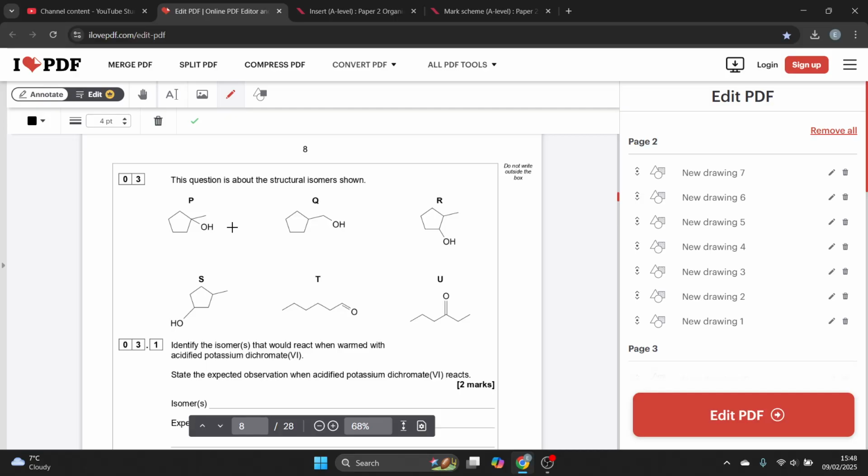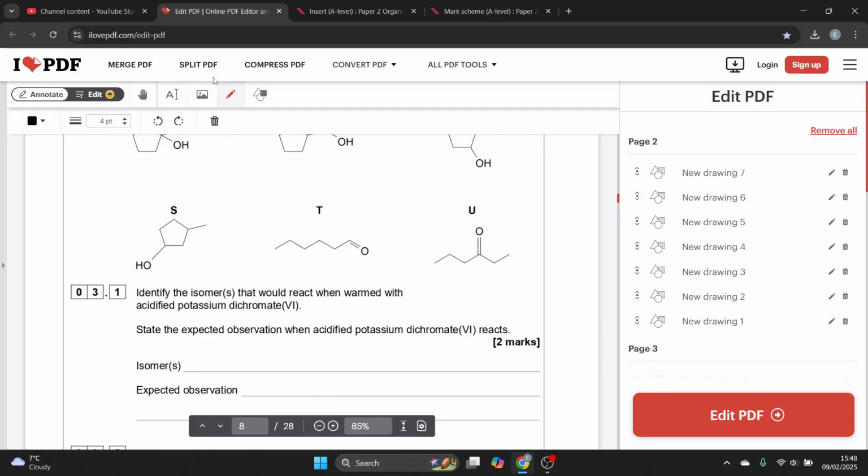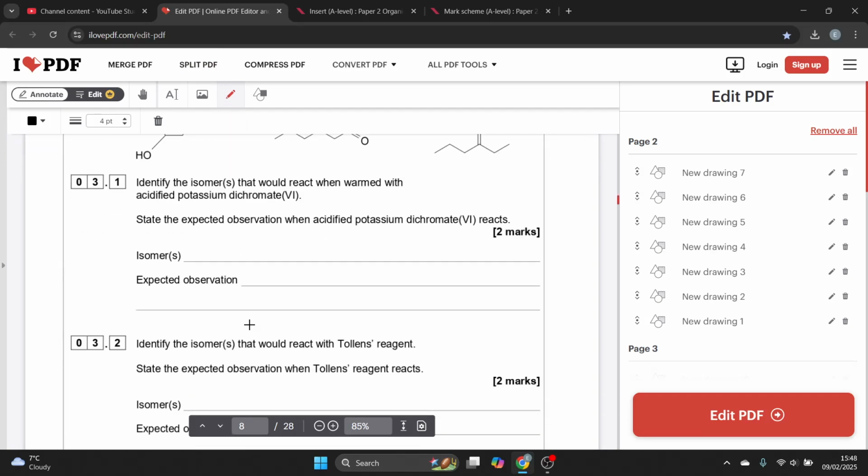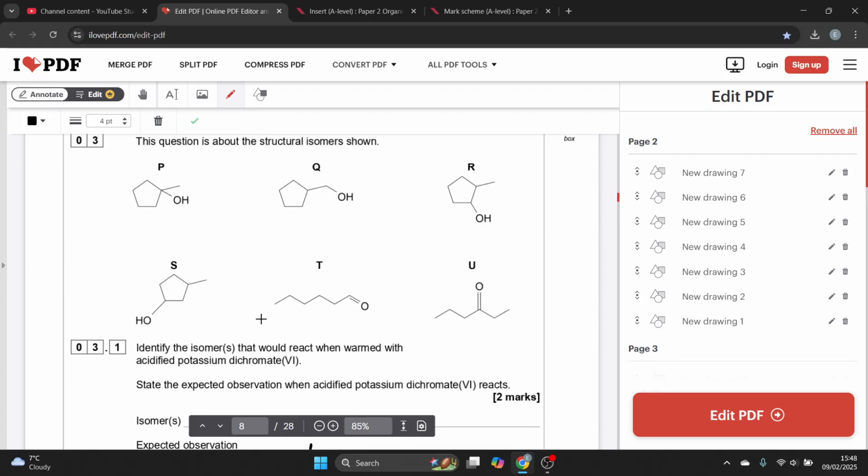So, identify the isomers that would react when warmed with acidified potassium dichromate, and then state the observation. I already know the expected observation, that's just your memorization of the test, how well you know your test. Orange solution turns green. But now it's how well you can spot which ones they are.